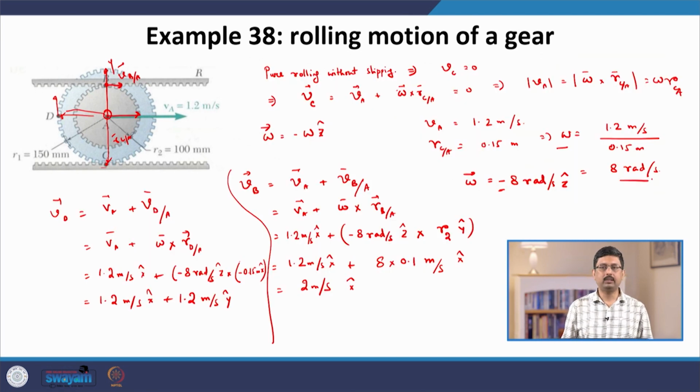To summarize, today we looked at a situation where there is a combination of translation and rotation, and we learned how to systematically approach those kinds of problems. We are going to take more examples in the next lecture.